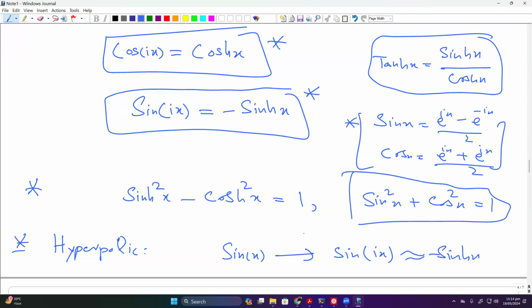So this is it for today. And this actually shows the power of this Euler formula, how easily we can do this trigonometry by using this Euler formula. So thank you very much.